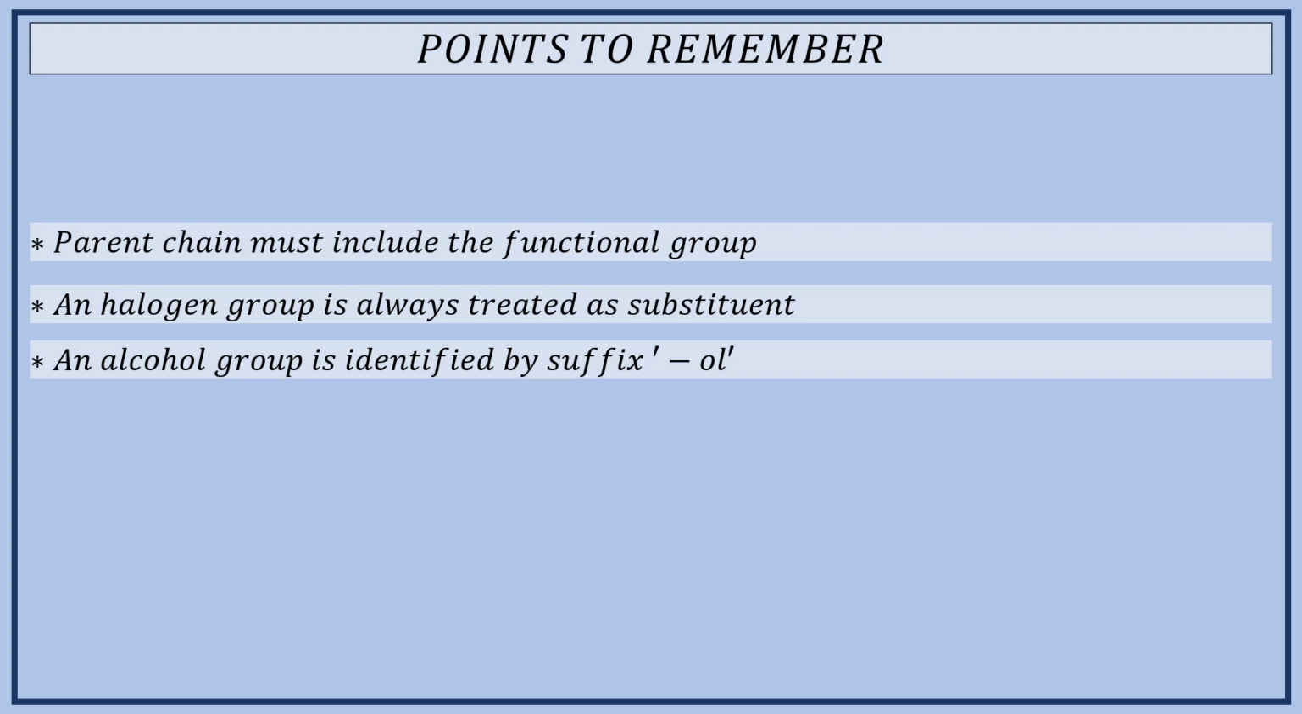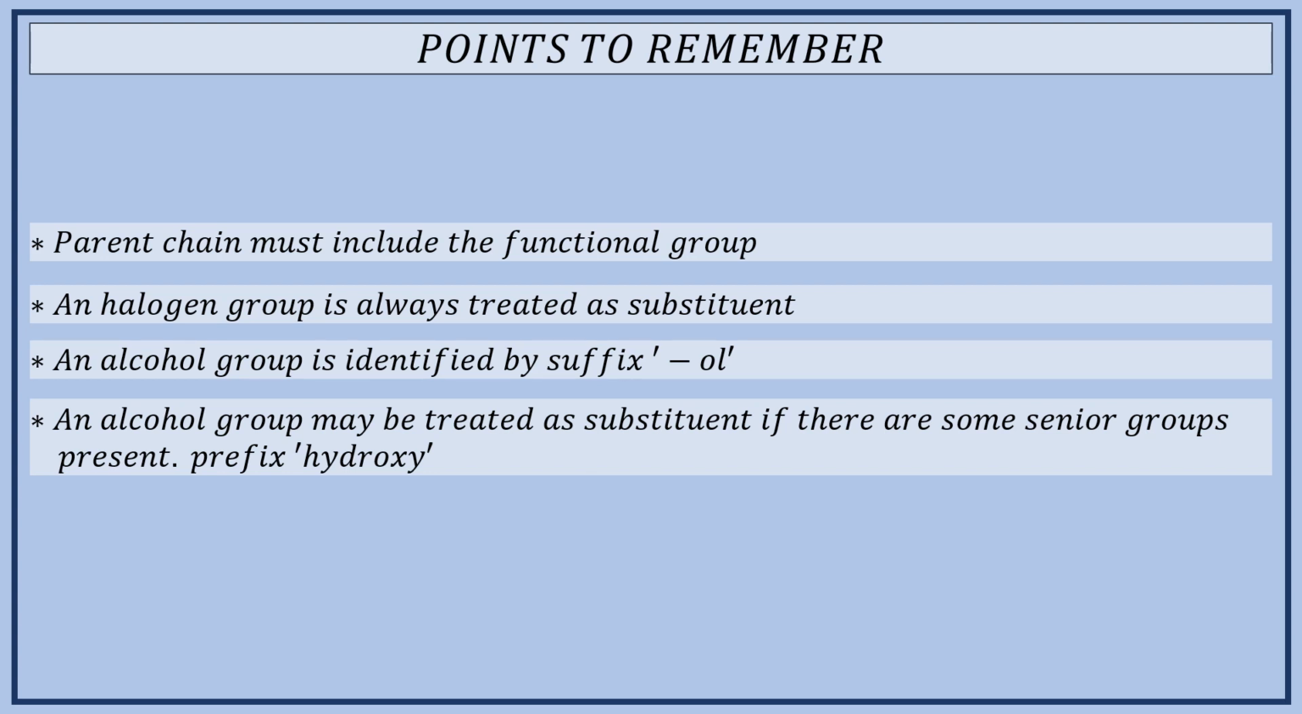An alcohol group is identified by adding the suffix "-ol" to the alkane with which it is attached. And finally, we will introduce a new rule for alcohol here. An alcohol group may be treated as a substituent if there are some senior groups present in the molecule. In that case, alcohol will come into the prefix of the molecule and its prefix is hydroxy. We will see examples related to this point in our upcoming video.